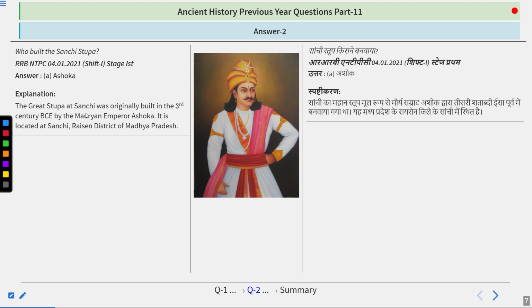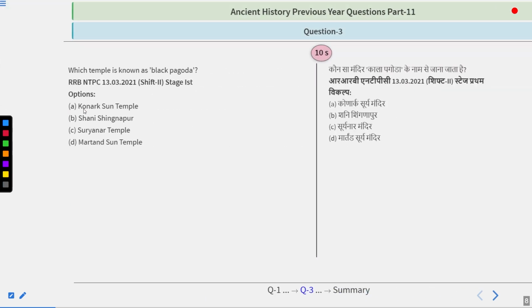The Great Stupa at Sanchi was originally built in the 3rd century BCE by the Mauryan Emperor Ashoka. It is located in Sanchi, Raisen district of Madhya Pradesh. A stupa is related to Buddhism. It is the place where the relics or remains of Gautam Buddha were buried, and over the top of that a dome structure was built. That is called a stupa. So stupa is related to Buddhism. Remember that.